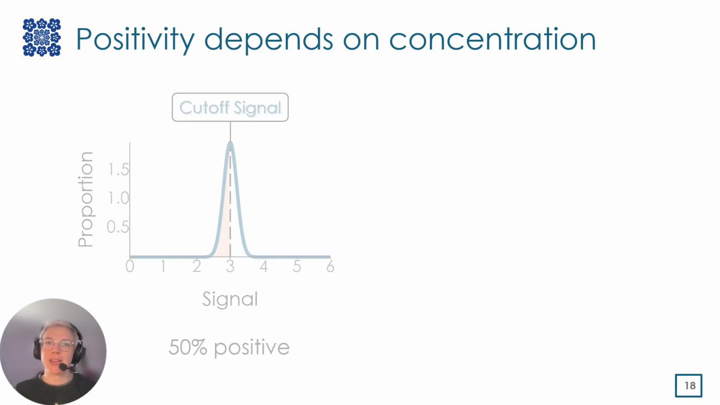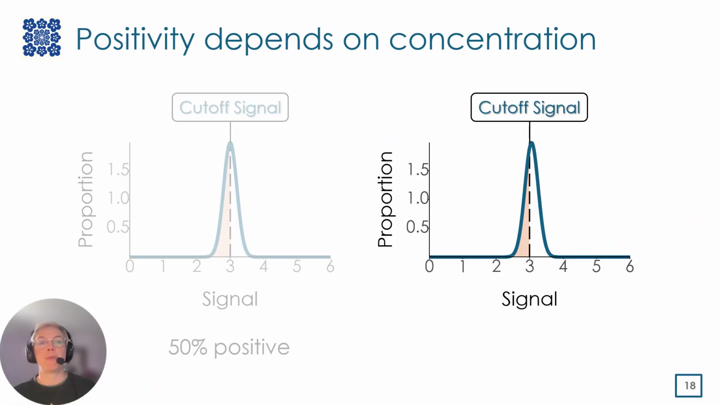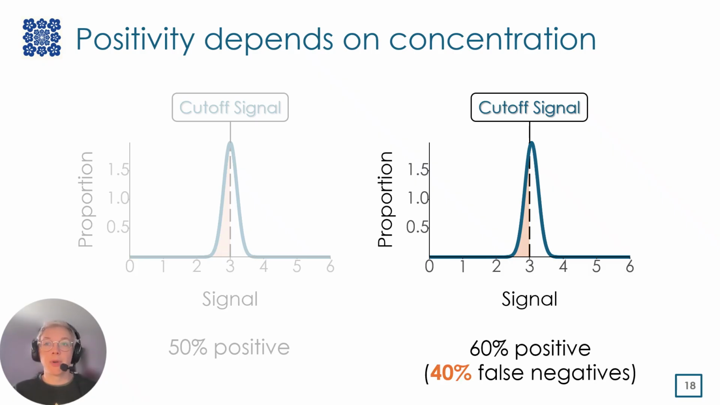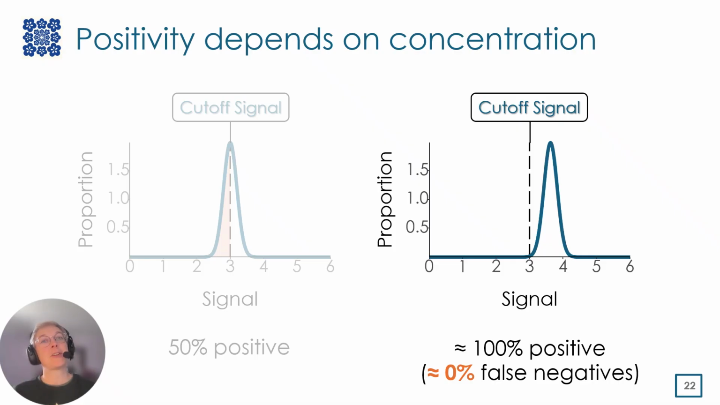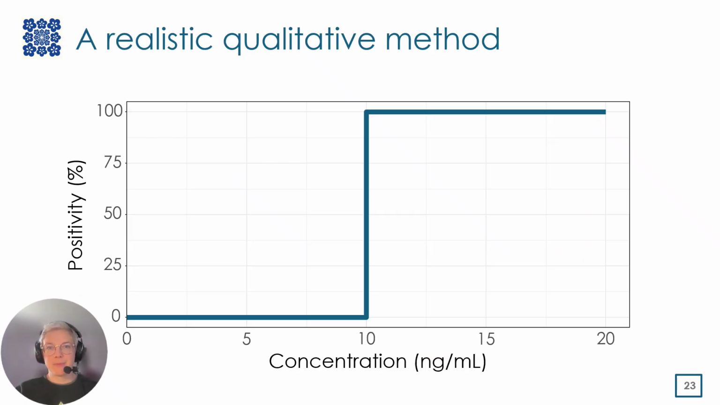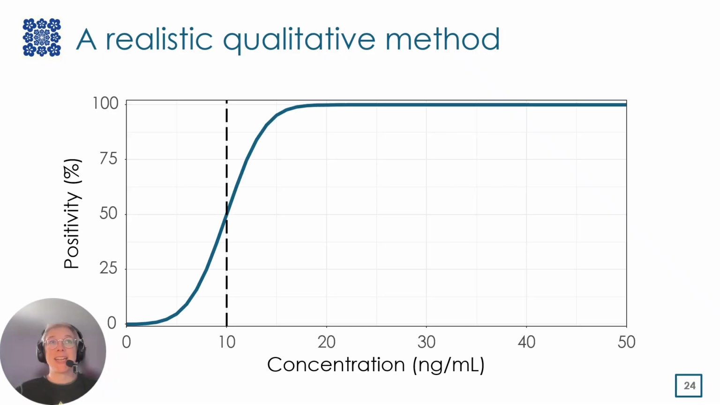Well, a similar thing, of course, happens above the cutoff, but this time we're dealing with false negatives. And as we increase in concentration, their number goes down, down, down, and down until we can reliably classify all of the samples as positives. So what does this mean? Well, it means the positivity graph will look not like this, but it will look something like this.